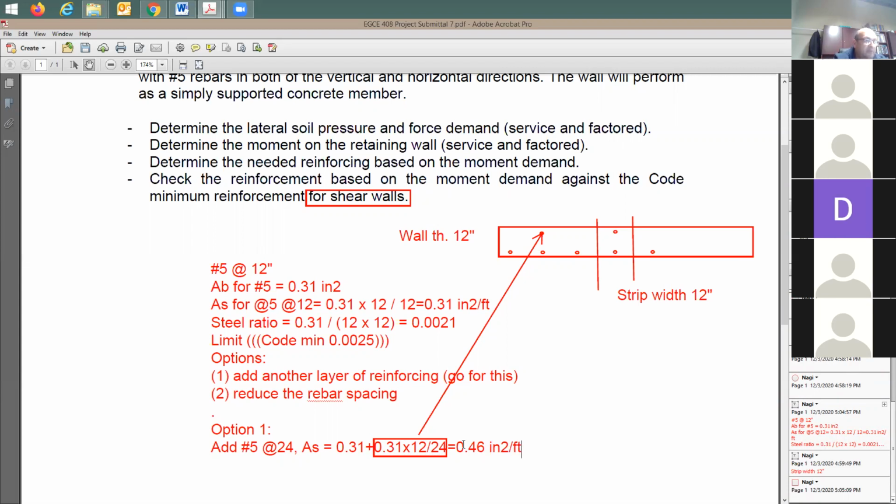Great. Let me do the steel ratio again. The steel ratio in this case equals 0.46 divided by 12 times 12. How much is that? 0.0032. Is this higher than 0.0025? So, okay, good, I'm done.